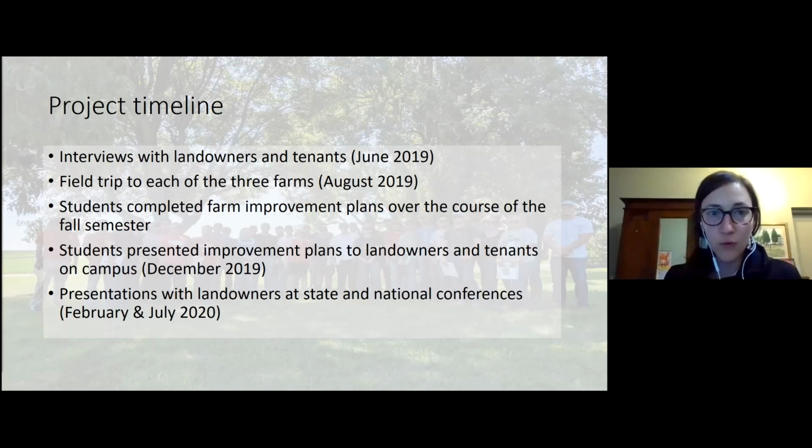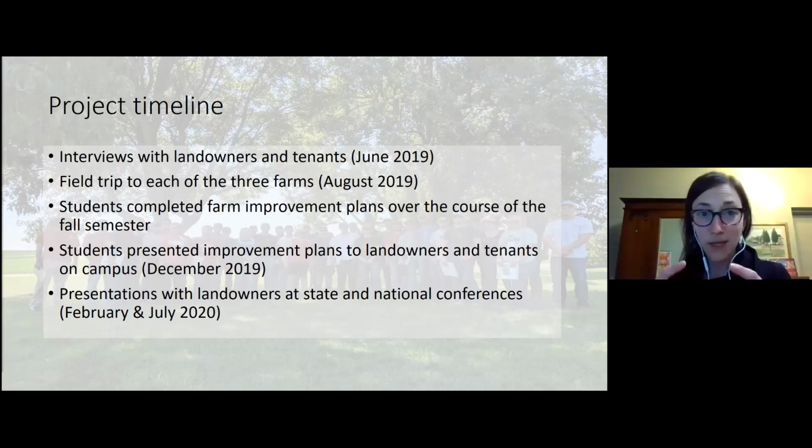Through this AIR partnership grant, we supported a case study approach of working with 3 women landowners in eastern Nebraska and northwest Missouri, all Nebraska women landowners, but one had land in northwest Missouri, and their male tenant operators, to work with my fall capstone course. I teach a course with mostly senior agronomy majors where we visit farms and talk to them about their goals and challenges, and then we work over the course of the semester on a farm improvement plan. This was the second time I taught the course, in the fall of 2019.